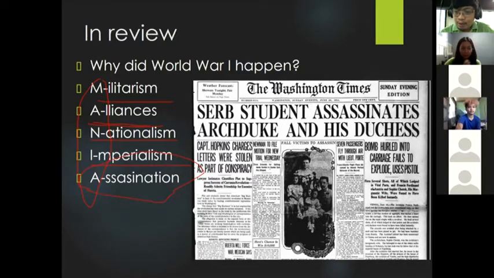At yun ay yung nasa dyaryo na to. Ayun siya yun. Kamukha pa naman siya ni Emilio Aguinaldo. That is Archduke Ferdinand.